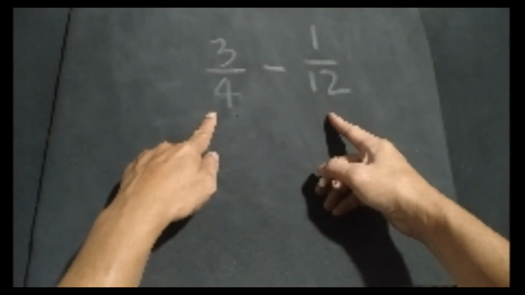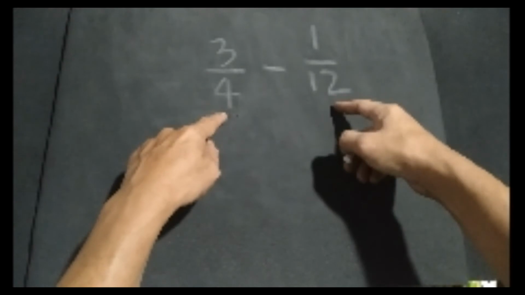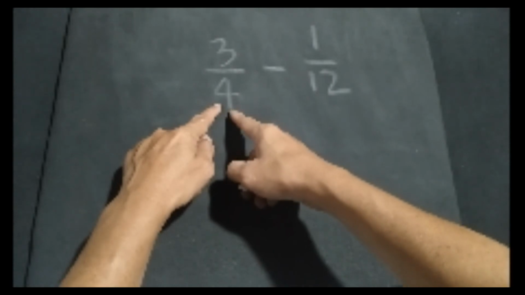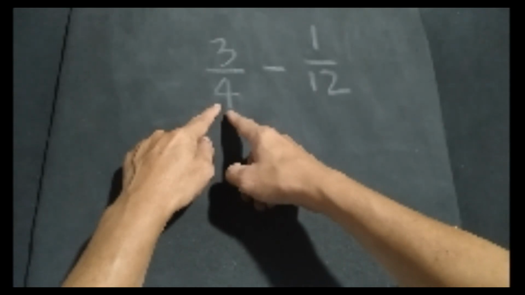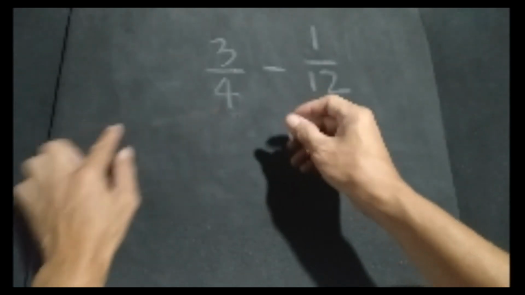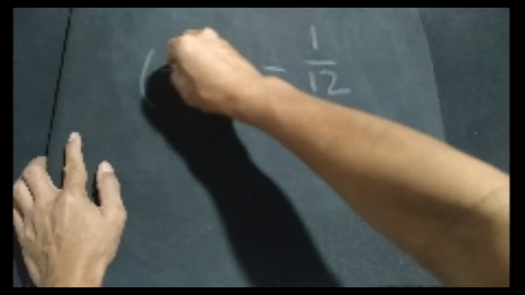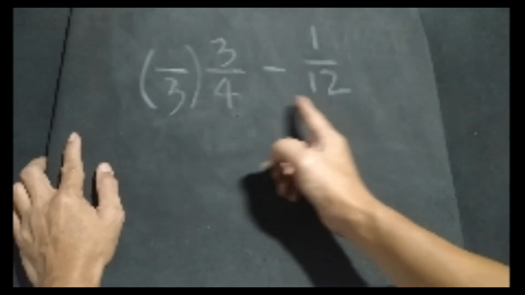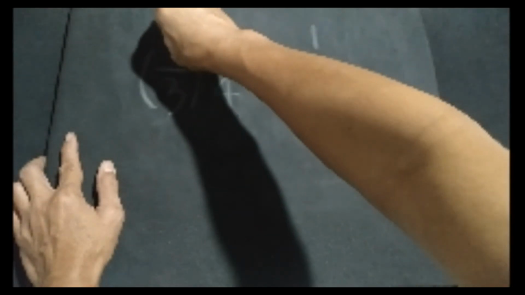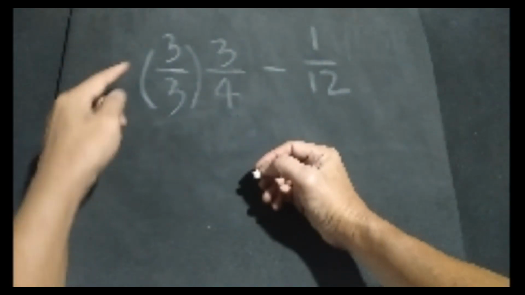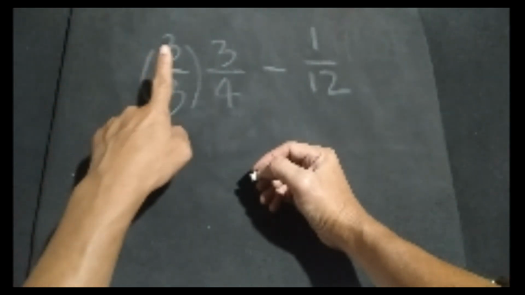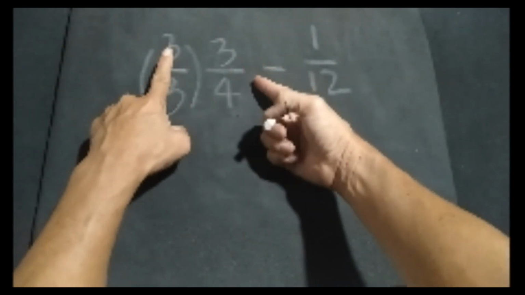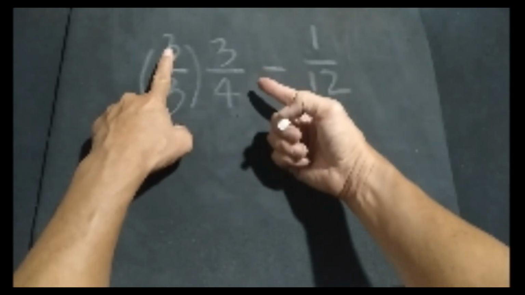Subtracting the 2 fractions, the condition is that the bottom has to be the same number. We ask ourselves, with the smaller number, what number times 4 becomes 12? The answer is 3. Here, 3 times 4 equals 12. So the bottom times 3, the top has to times 3. You see, 3 divided by 3 is 1, so in this bracket is 1. And 1 times 3/4 equals 3/4.